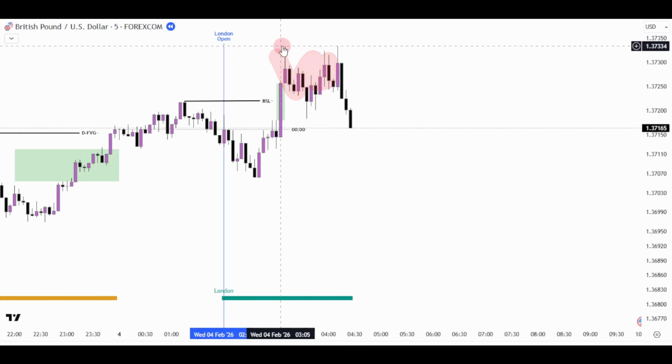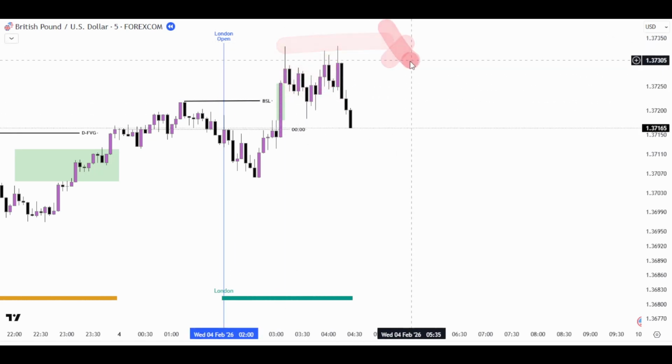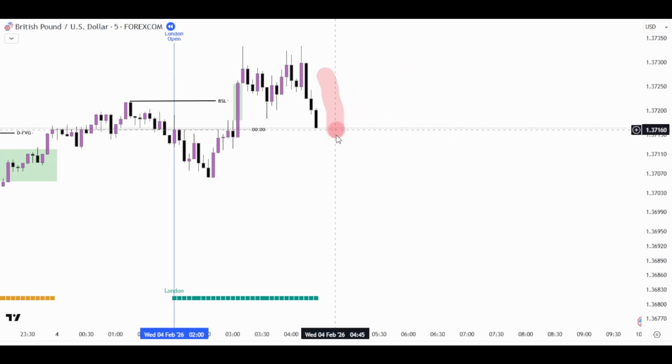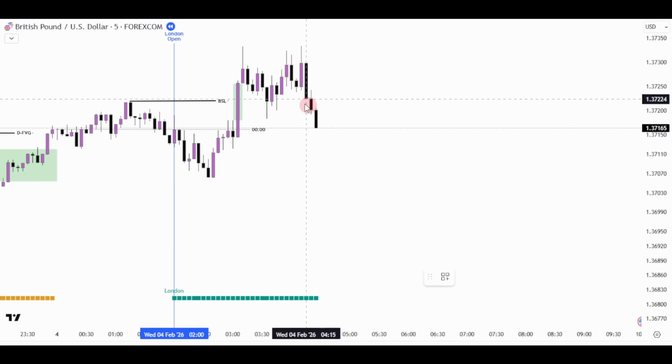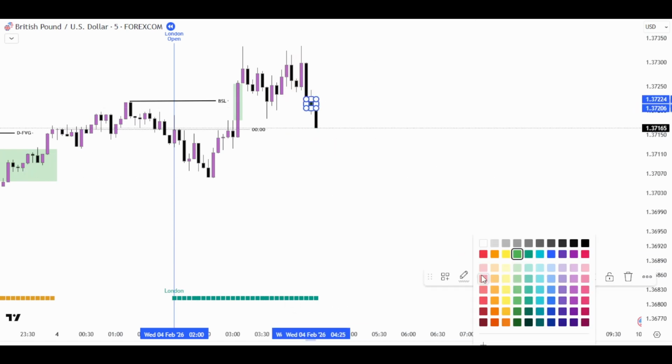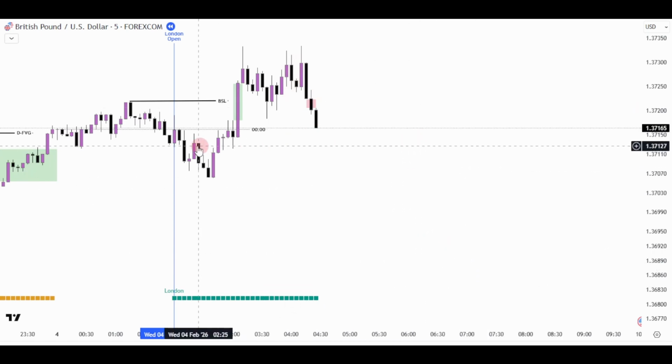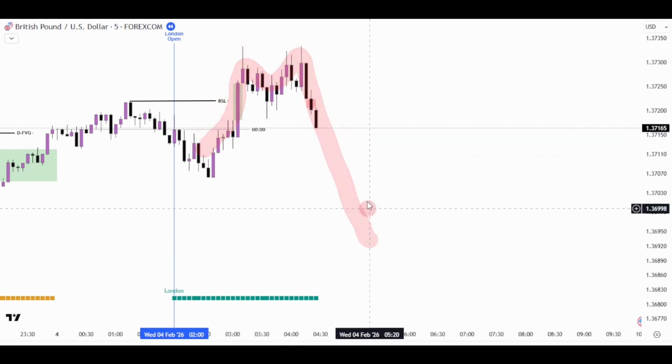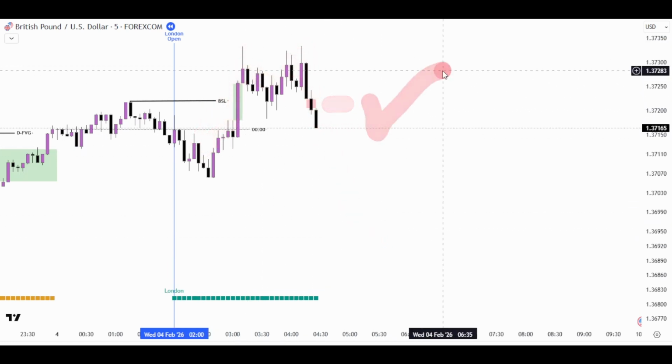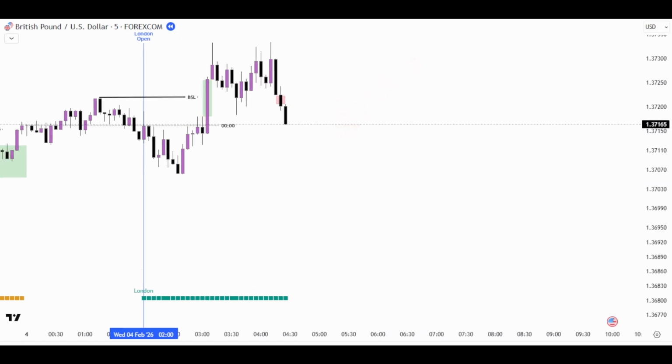Look at how it struggles to push higher. It's just not gonna happen. Doesn't seem to happen. And boom, a new bearish fair value gap created. Here it is. You see it? In, out, in, out. Reversal model completed. You are good to take your trade. What else do you need?